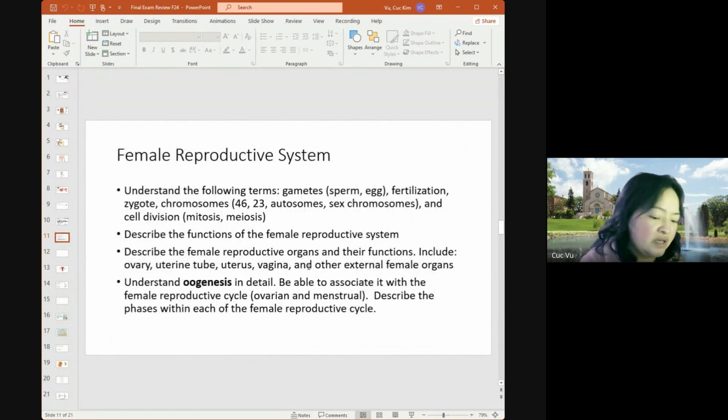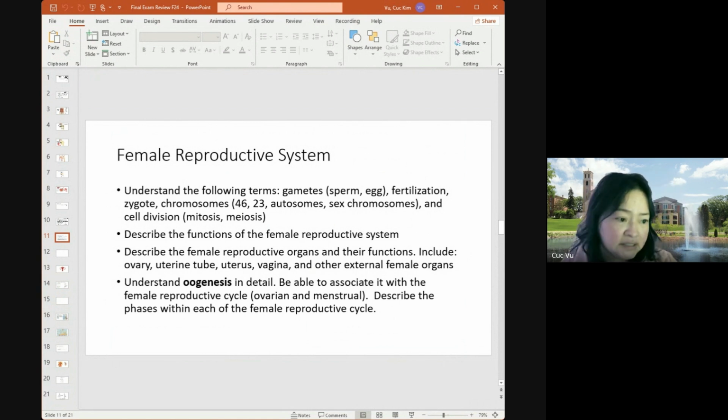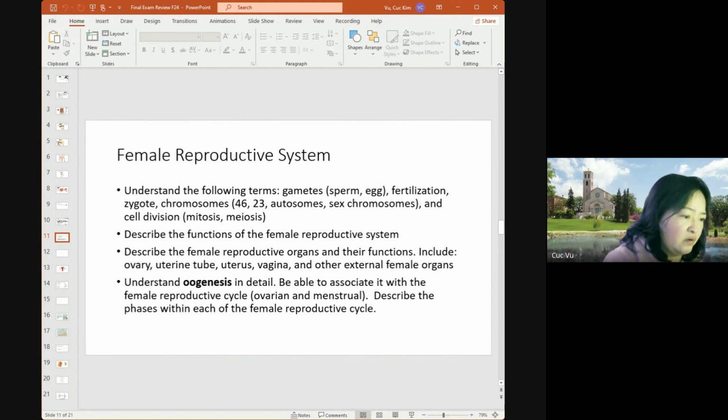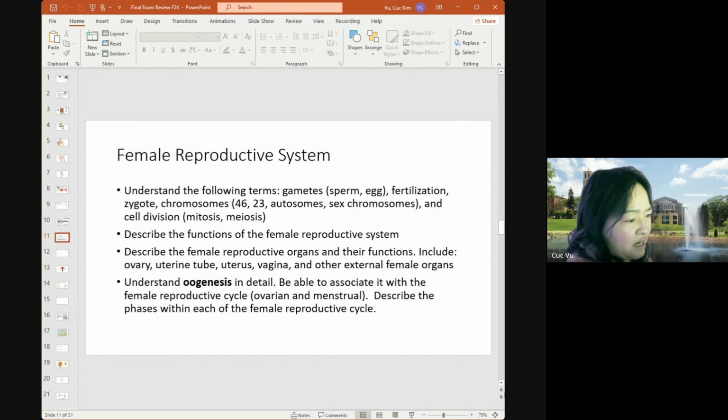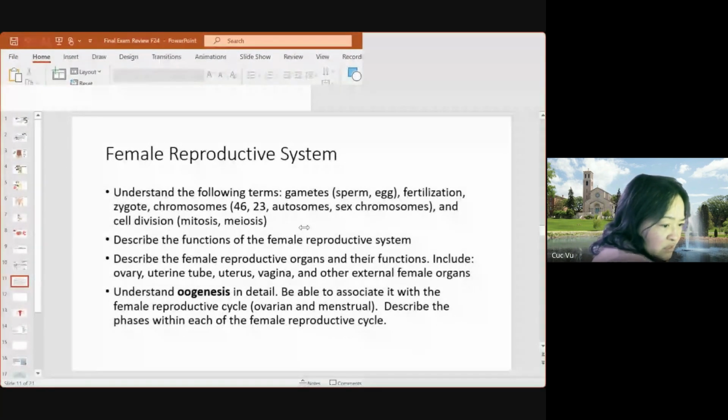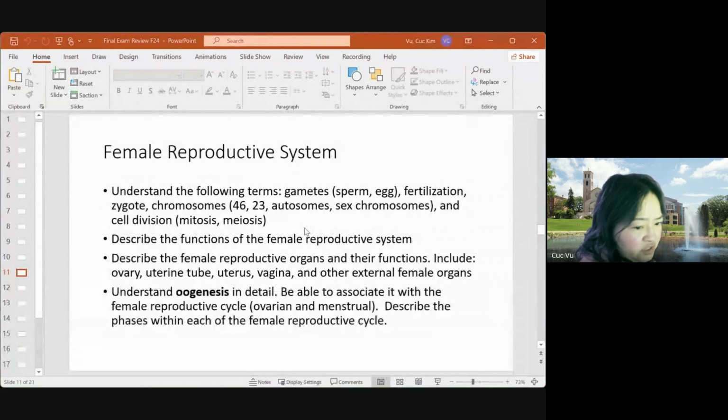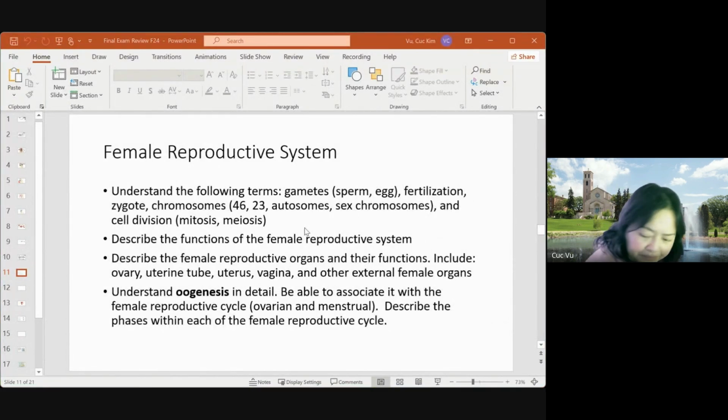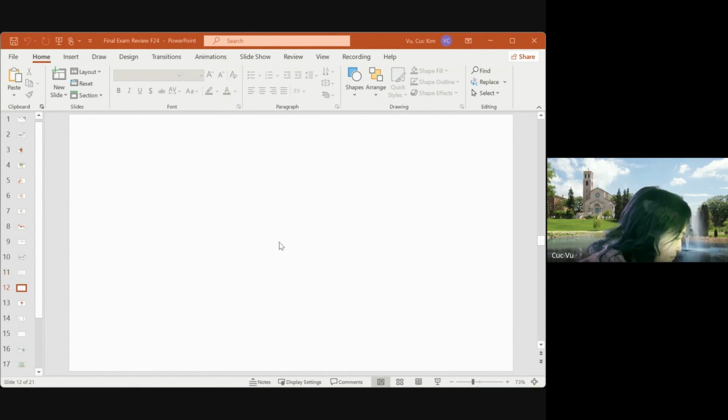All right, so in the female reproductive system, you want to make sure you know the terms. What's a gamete? What's fertilization? What's zygote? Chromosomes. Describe the female reproductive system. Know their organs, such as what's the ovary, what's the uterine tube, what's the uterus, what's the vagina, and other. And then, of course, oogenesis in detail. And that's what we're going to spend our time on today.